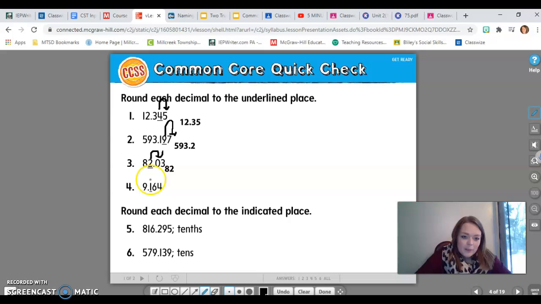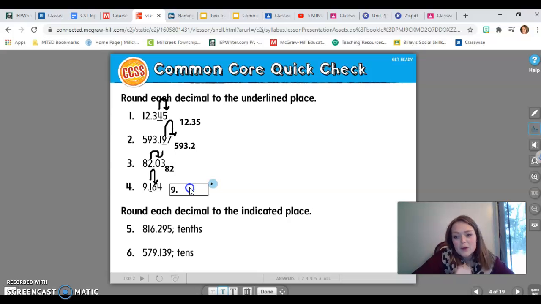Let's look at number 4. We have the tenths place is underlined, so we are rounding to the nearest tenth, and we're looking at a 6. My 9 will stay the same. Decimal, okay, I have a 6. Am I going to bump it up or drop it off? Bump it up. My 6 makes my 1 bump up to a 2.